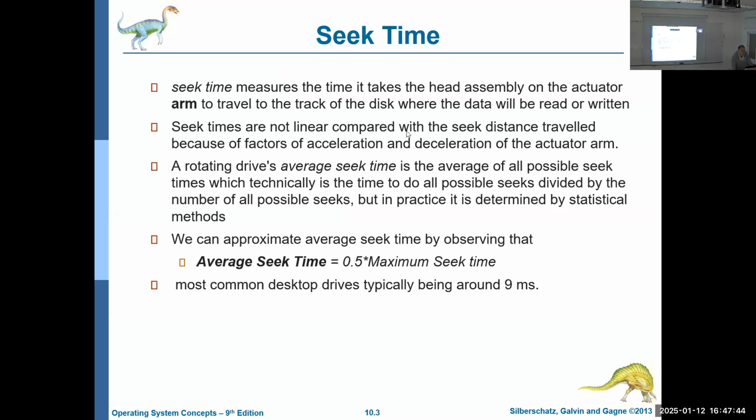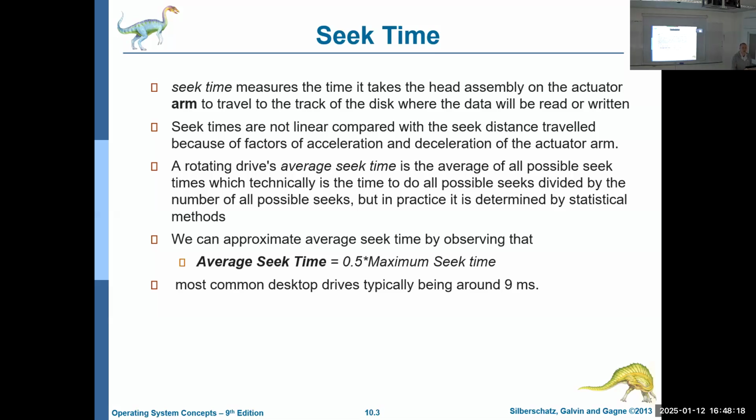Seek times are not linear compared to the seek distance traveled because of factors of acceleration and deceleration of the actuator arm. Think about it like a car. If I'm driving down the block to my friend's house 2 blocks down, I'll never get up to 50 miles an hour, because it takes time to accelerate. Even if there was no speed limit, by the time I get to 50 miles an hour, I'd already have passed the stops. So therefore it's not linear.